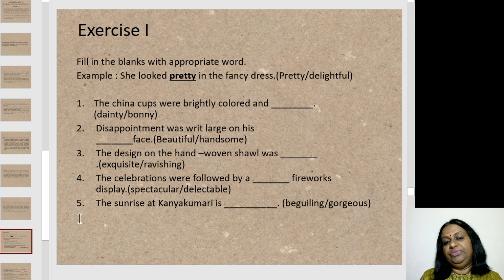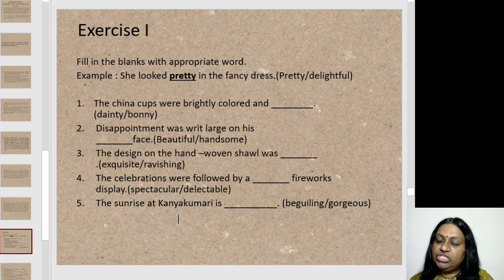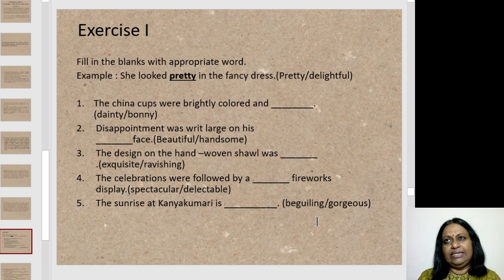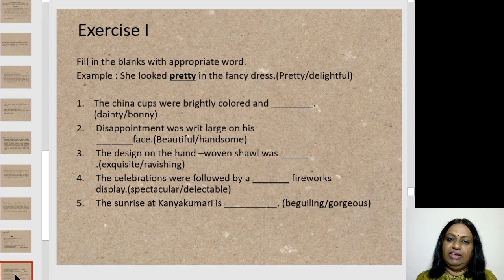Look at the fifth fill in the blank, or gap fill. The sunrise at Kanyakumari is dash. Beguiling and gorgeous are the two synonyms. Which is the appropriate word you would use? The sunrise at Kanyakumari is gorgeous. You would use the word gorgeous. Beguiling is something that would attract, but it has a negative connotation, and a sunrise doesn't have a negative connotation. So the context and connotation are all very, very important.